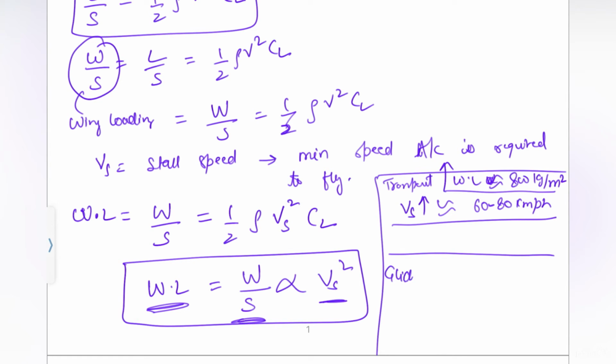On the other hand, the glider which we explained has a wing loading of around 80 kg per meter square and will have a very low stall speed as compared to the transport, around 10 to 15 kmph. That means the glider can take off from a very small distance. It hardly takes the full length of the runway to take off, because the stall speed, or the minimum speed at which the aircraft can fly, is very low as compared to the transport. So this is the crux of the complete equation we have deduced. I hope you have understood.